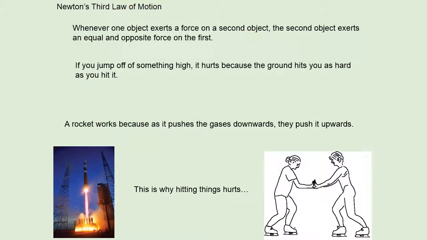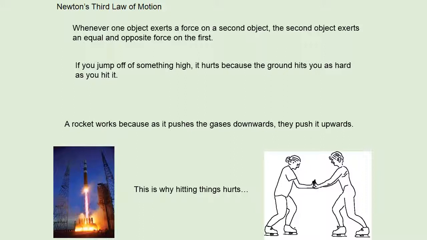The third law describes what happens when one object exerts a force on another. It says that whenever one object exerts a force on a second object, the second object exerts an equal and opposite force back on the first. If you jump off something high, it hurts because the ground hits you as hard as you hit it. When you want to jump, you push down on the ground as hard as you can. You go up because the ground pushes you back.